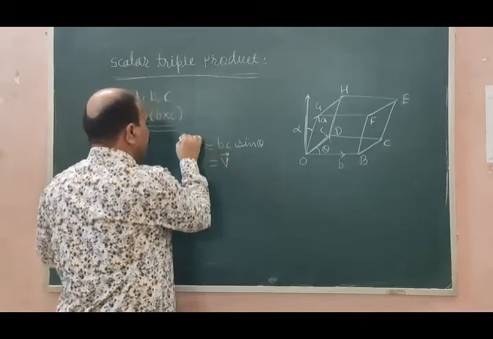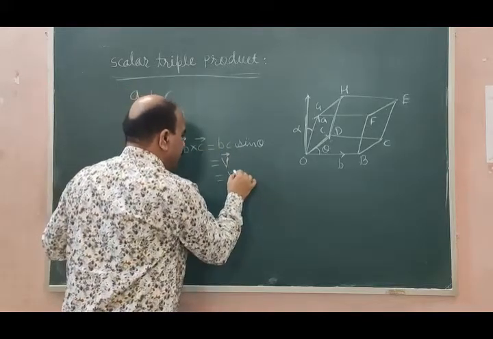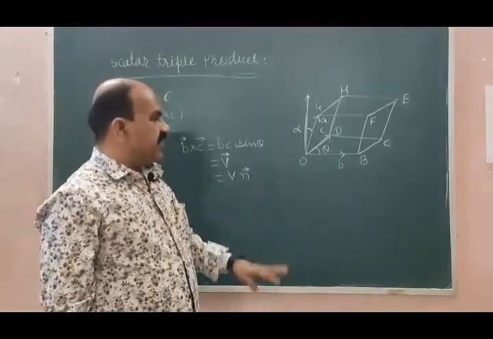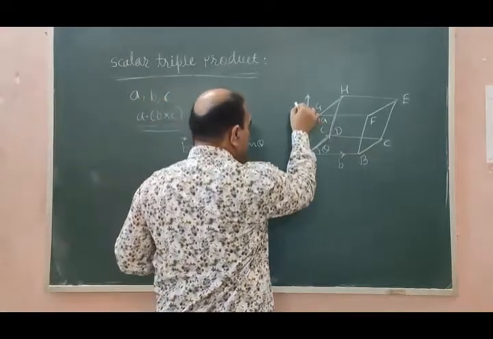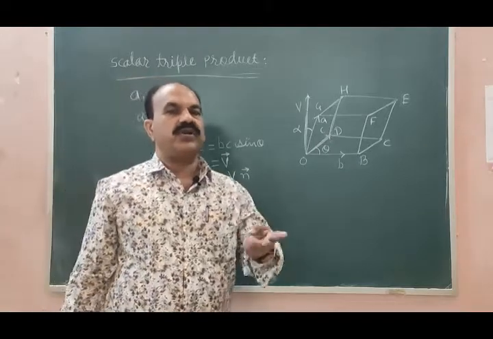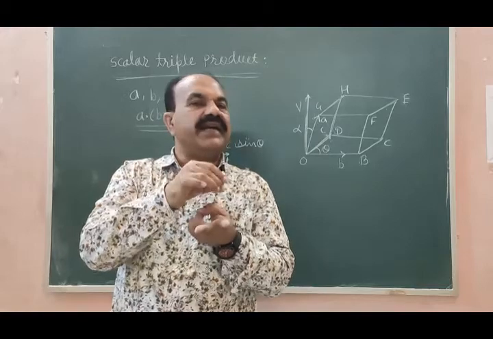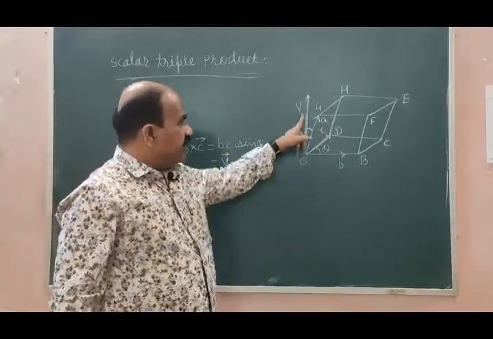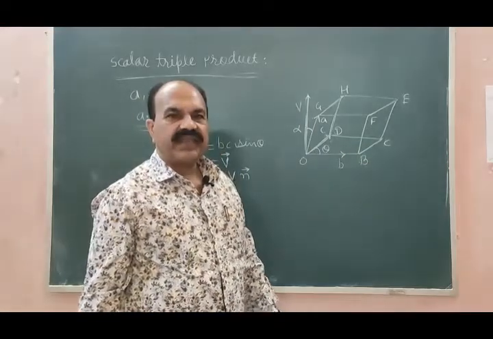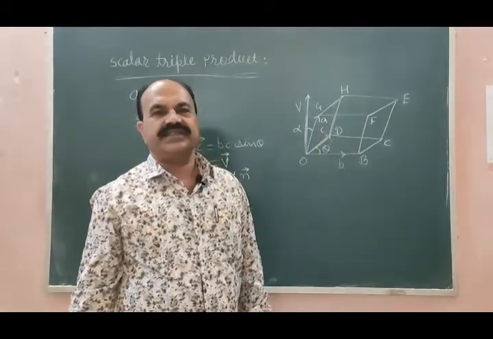This may be taken as V, or V into unit vector n. Let us represent this by vector V. We know vector product of two vectors is always perpendicular to the plane containing the two vectors, and for this, vector V is perpendicular to the plane OBCD.